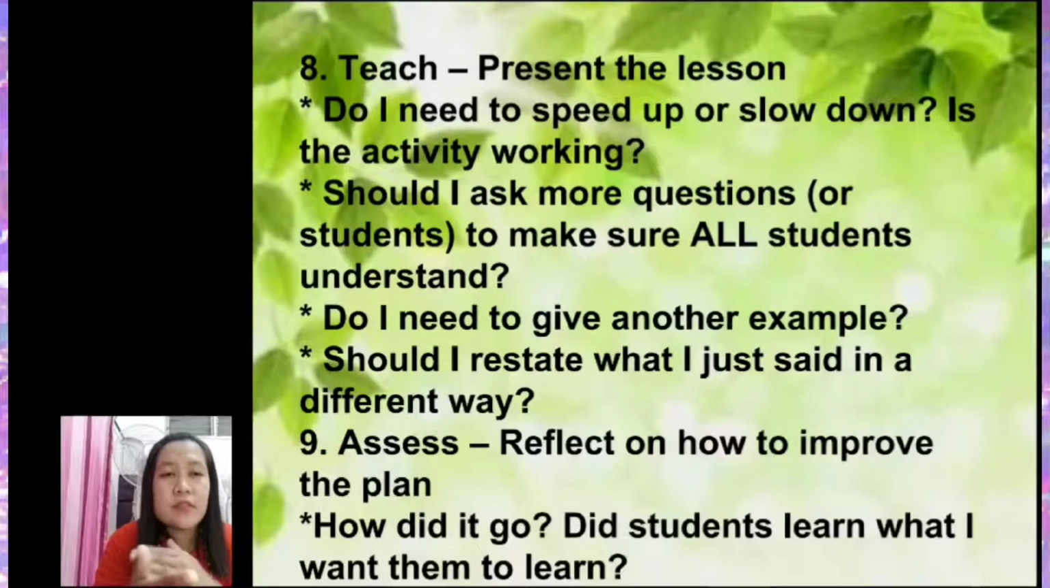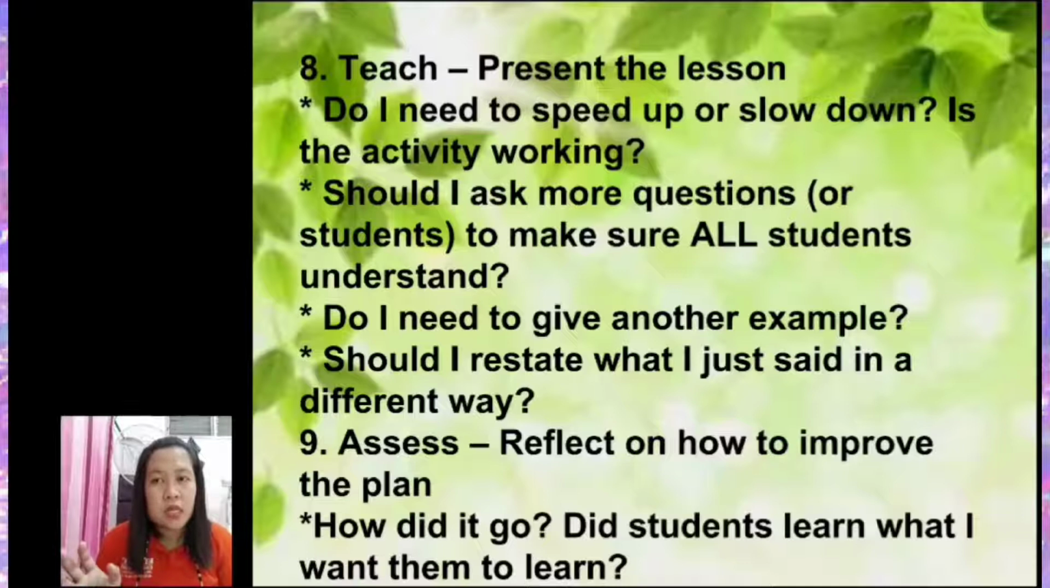Then, do I need to give another example? Yes, we need to give another example, because if you give an example and they did not get it, there are some students who did not understand, so you must give another example so that it is easier for them to understand. If you give only one example, some students will not understand. If you have more time, you can give them 2 to 3 examples, and then ask them, okay, do you understand the lesson? Did you get how to solve the problem step by step?